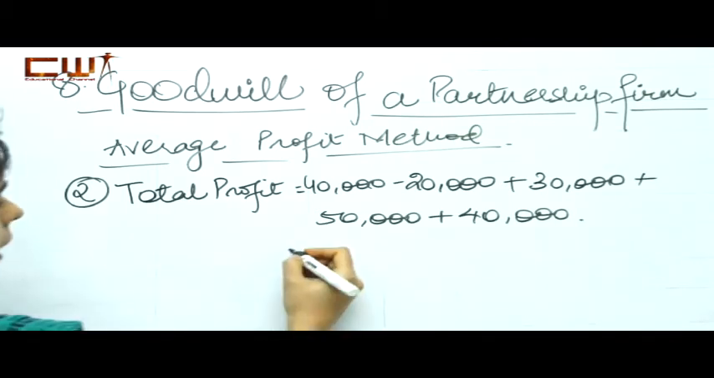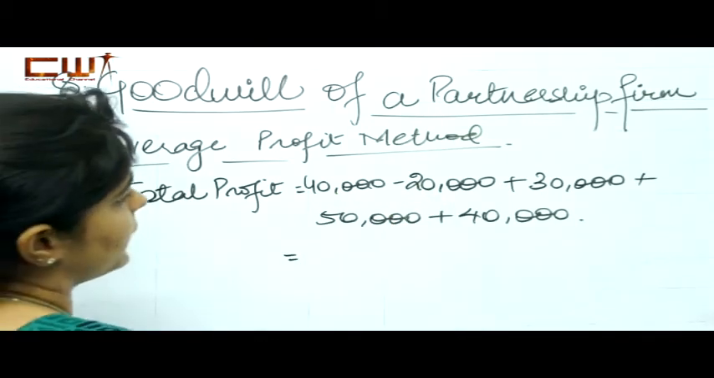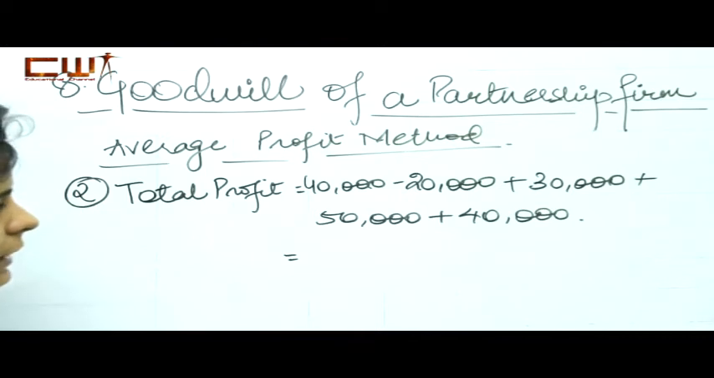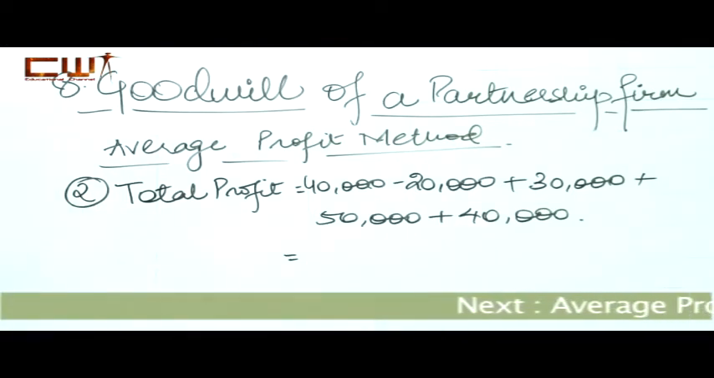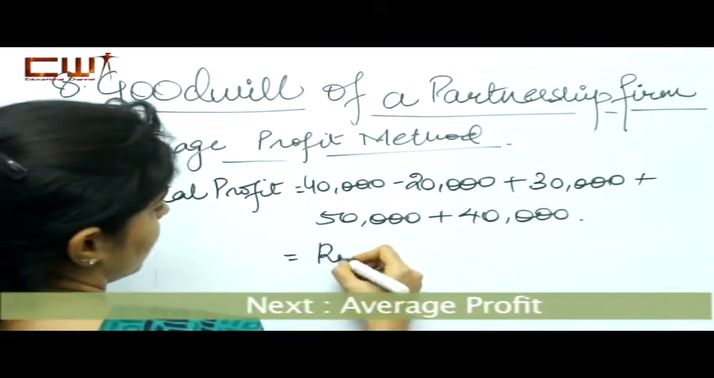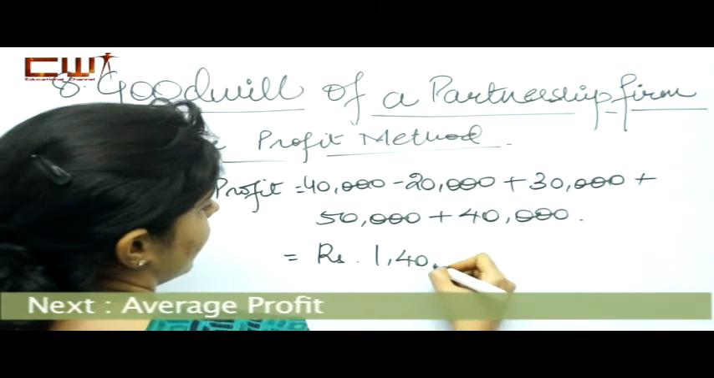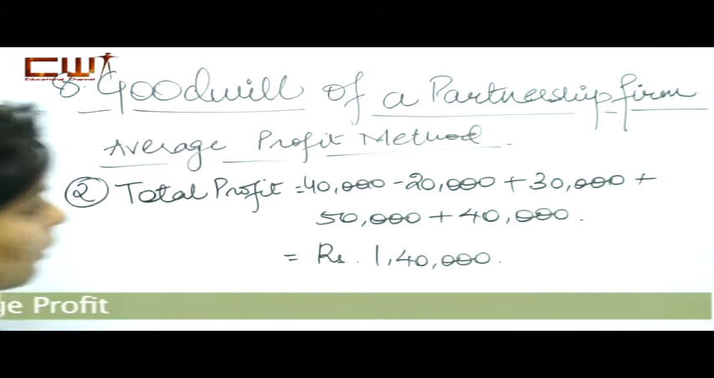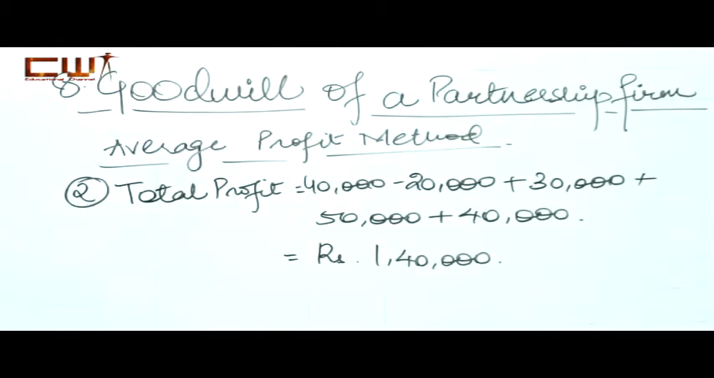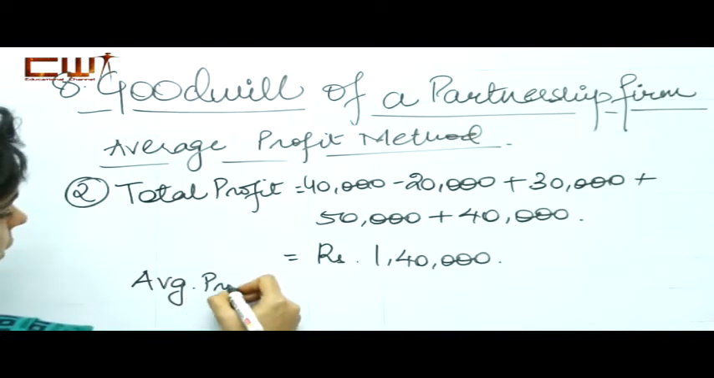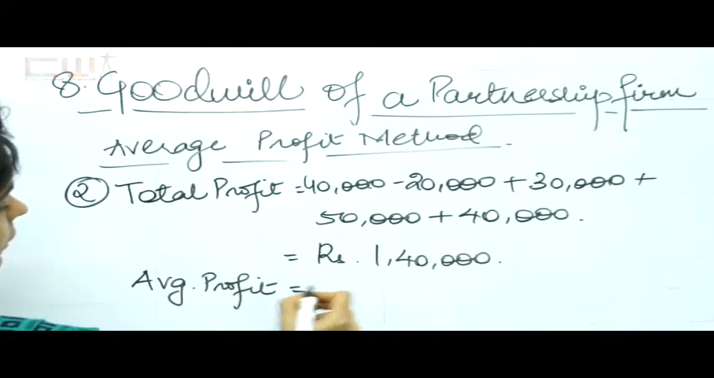So we will see: 40,000 minus 20,000 is 20,000, 20 and 30 is 50, 50 and 50 is 1 lakh, 1 lakh and 40 is 1,40,000. 1,40,000 is the total profit that the company has earned. Next step, you have to find out the average profit of the firm.